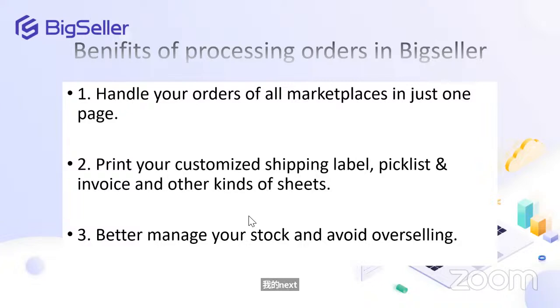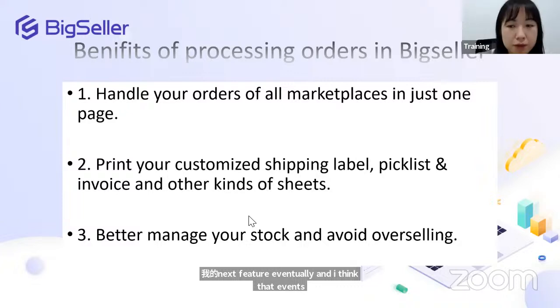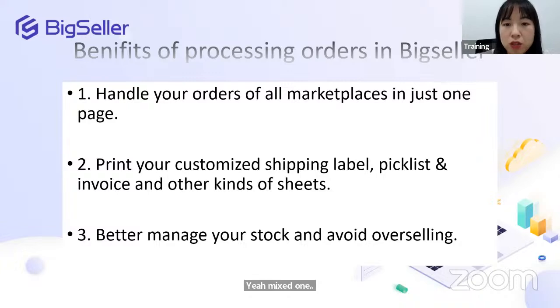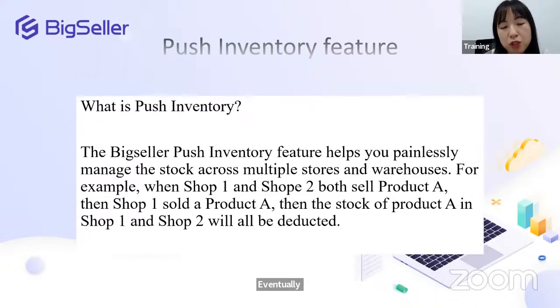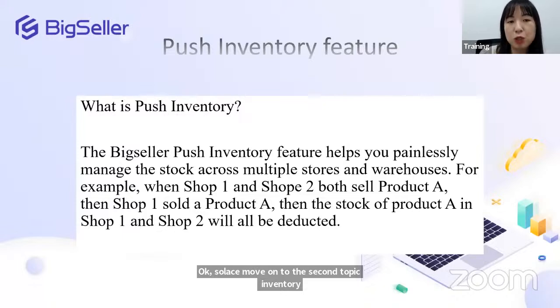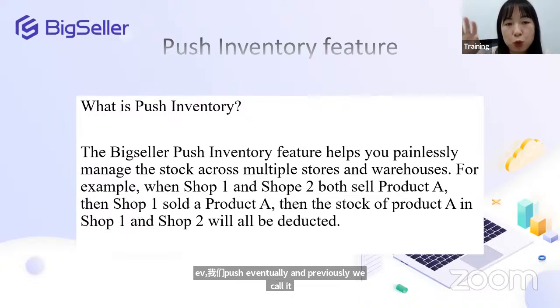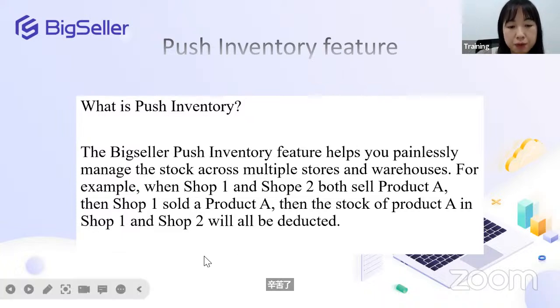And I think inventory would be the greatest concern for most sellers. Okay, so let's move on to the second topic, the inventory feature. In Big Seller, for the inventory feature, we call it push inventory, and previously we called it sync inventory. The concept is the same: to synchronize, to push the inventory from your Big Seller warehouse to your online shop here.